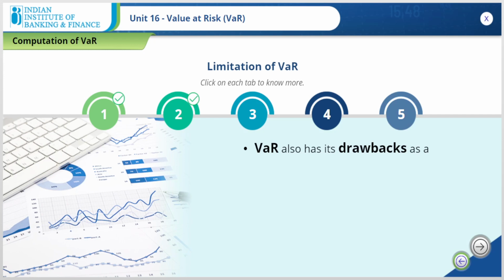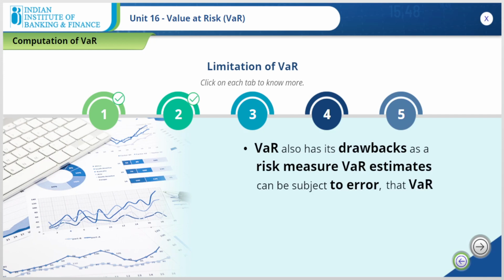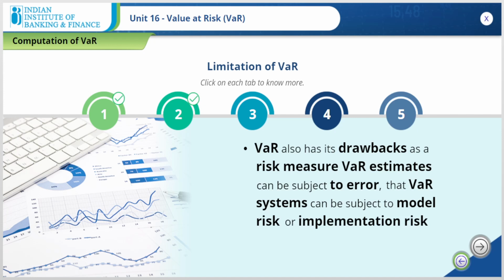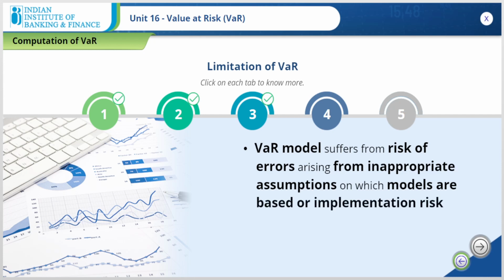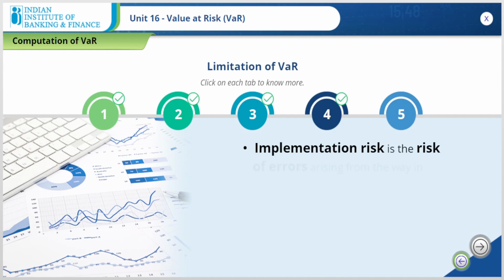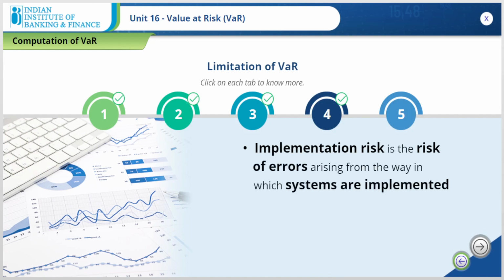VAR also has its drawbacks. As a risk measure, VAR estimates can be subject to error. VAR systems can be subject to model risk, that is, the risk of errors arising from inappropriate assumptions on which models are based, or implementation risk, that is, the risk of errors arising from the way in which systems are implemented. Implementation risk is the risk of errors arising from the way in which systems are implemented.